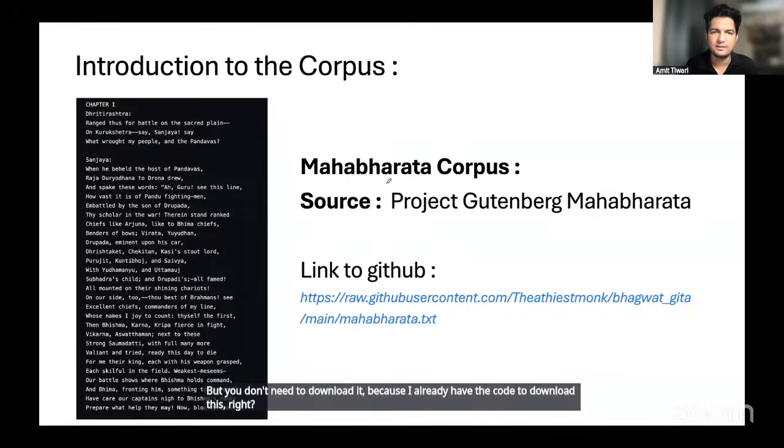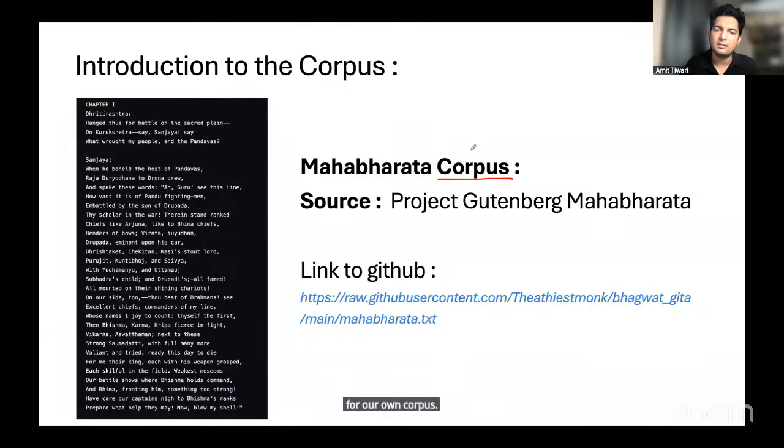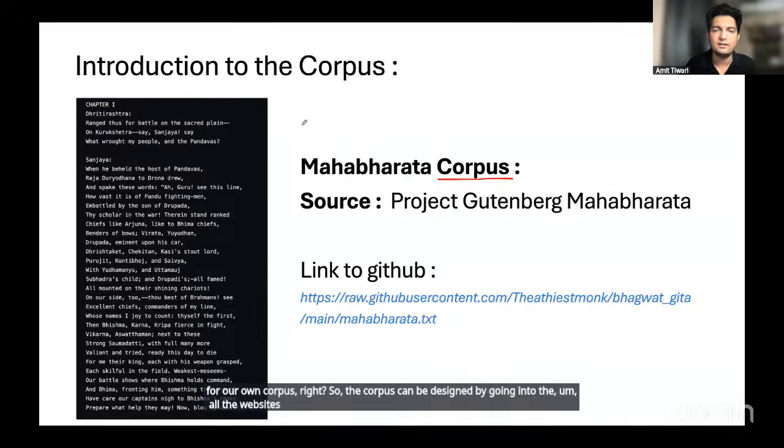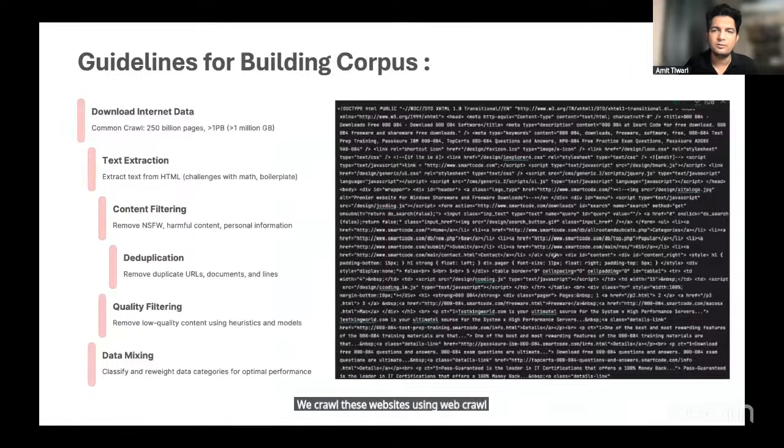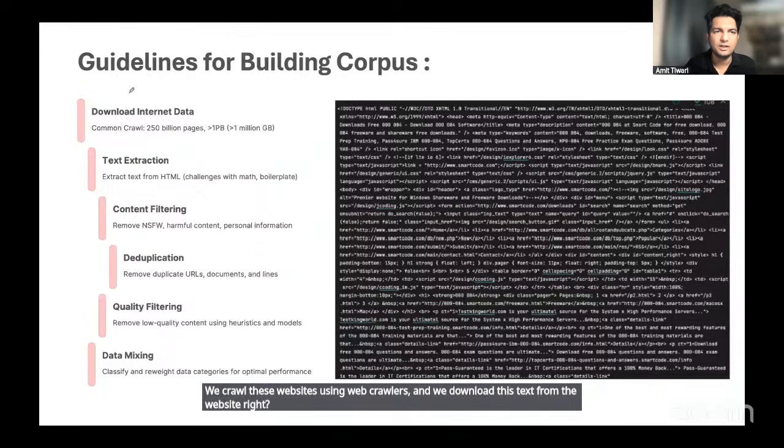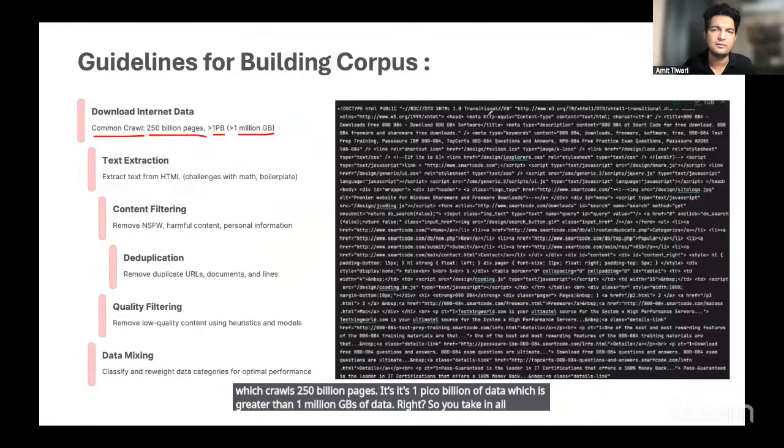In the last lecture, we started with designing our own corpus. The corpus can be designed by going into all the websites in the world, crawling them using web crawlers, and downloading the text. To build a corpus, you need to use Common Crawl, which crawls 250 billion pages. It's 1 petabyte of data, which is greater than 1 million GBs. So you take all the data there is in the world and you train on it.